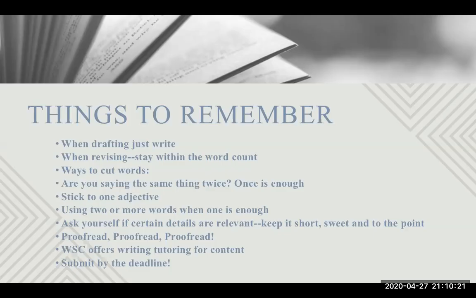And if they say yes, that means that you didn't need the detail that you had taken out. If they say no, maybe we need to find a way to incorporate it in such a way that it doesn't push your word limit over.